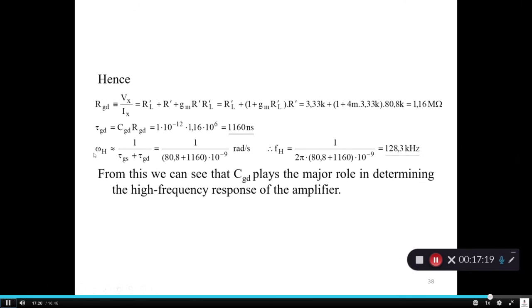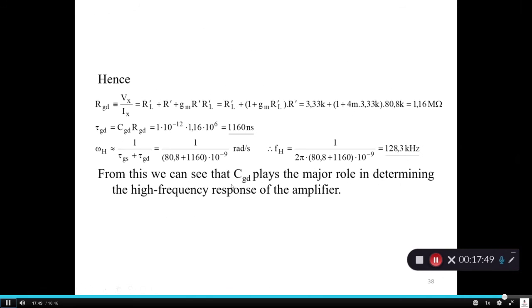So overall omega H, because we have only two capacitors, so there are two terms. But in the assessment, I will give you 3 capacitors or 4 capacitors. So there will be 3 or 4 terms. But in this example, we have only 2 capacitors, so only 2 terms. Then we put the values of both tau, so we can get the value of omega H, or you can calculate the fH. Now, what is the conclusion of this one?